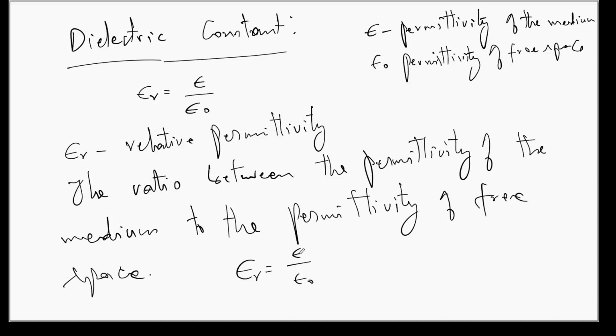This is called epsilon. Permittivity is a material property. If you have a medium which is a dielectric, and its permittivity, if you call it epsilon, and if you take the ratio between epsilon and epsilon 0, which is the permittivity of the free space, then you get the dielectric constant or relative permittivity.